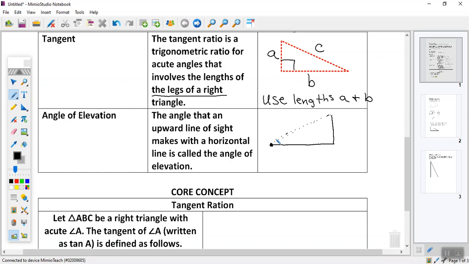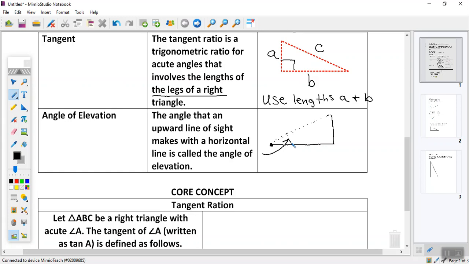My eyesight was horizontal, now it's looking up. What do you think we call this angle right in here? It's the angle of elevation, an angle that an upward line of sight makes with a horizontal line. This is my horizontal line right down here at the base. The line as I'm looking up is an uphill line, and that's where your angle of elevation would be. Don't worry about that too much. The big idea is this: tangent involves which two sides of a right triangle? Legs.